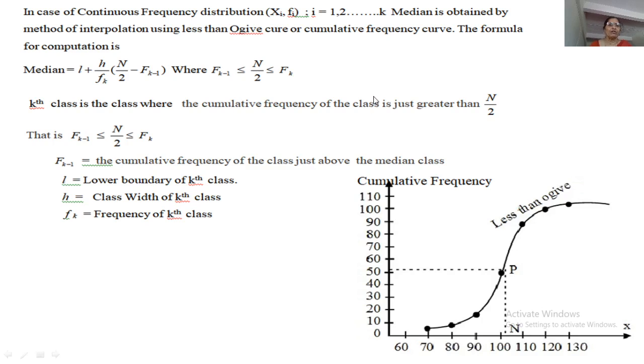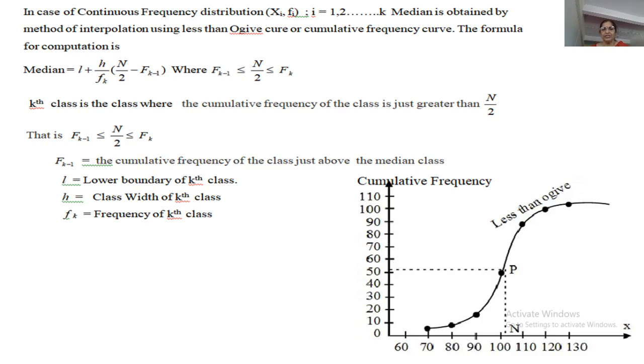In case of a continuous frequency distribution, the median is obtained by the graphical method, that is, using the less than type Ogive curve. So in the less than type Ogive curve, these are the cumulative frequencies of the less than type. Here we have class boundaries on the x-axis, and actually your x value is your upper class limit. 60, 70, 80, 90, 100, 110, 120 are the upper class boundaries, because in order to draw the Ogive curve of the less than type, we plot less than type cumulative frequencies against upper class limits.